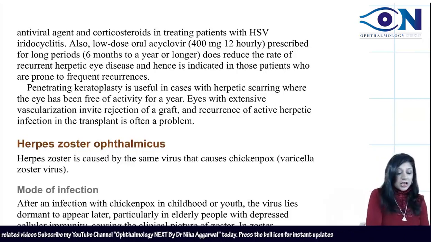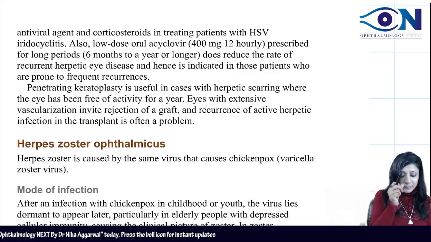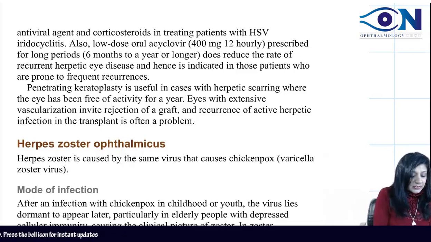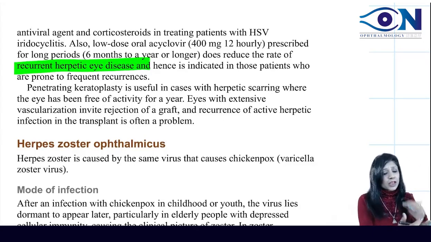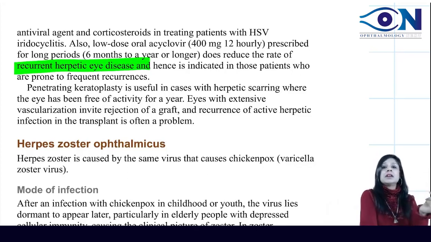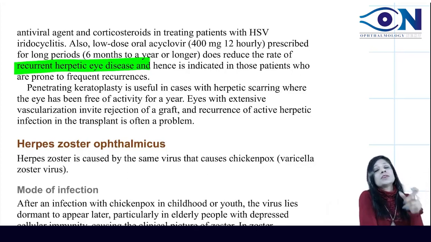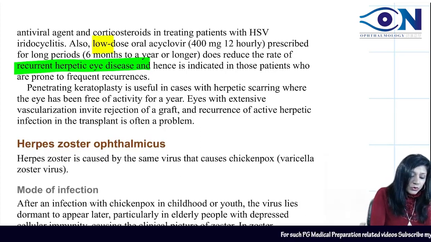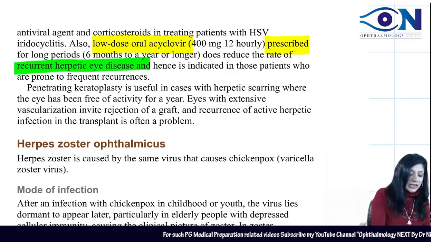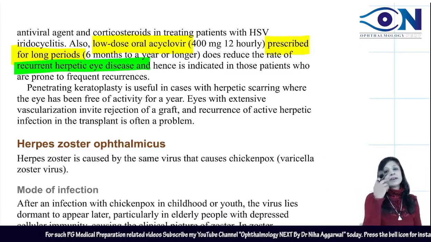Low dose acyclovir prescribed for long periods reduces the rate of recurrence. So obviously recurrence is a problem. So it is better that you consider from the initial phase itself what should be given in order to reduce the recurrence. For this, what we can use is low dose oral acyclovir prescribed for longer periods. That is good for preventing the recurrences.